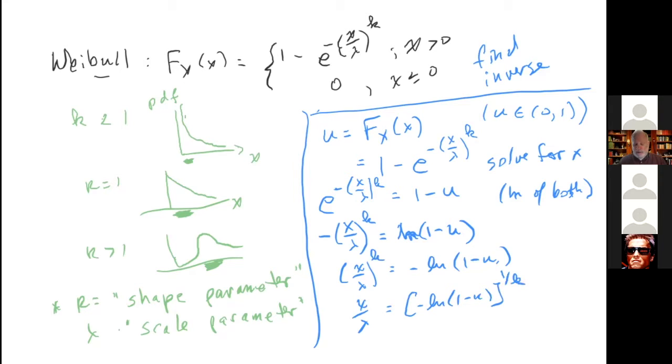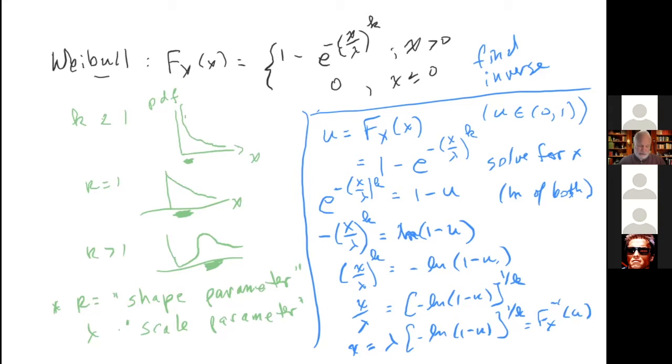So again, we don't know what k is. K can be any value bigger than 0. And likewise, lambda can be any value bigger than 0. And then finally, x is equal to lambda times minus log 1 minus u, all to the 1 over k. And that's our inverse as a function of u.